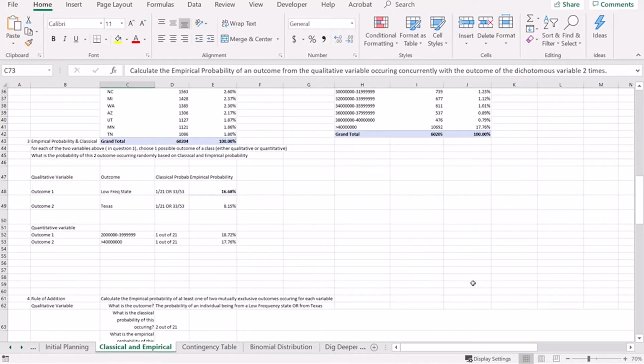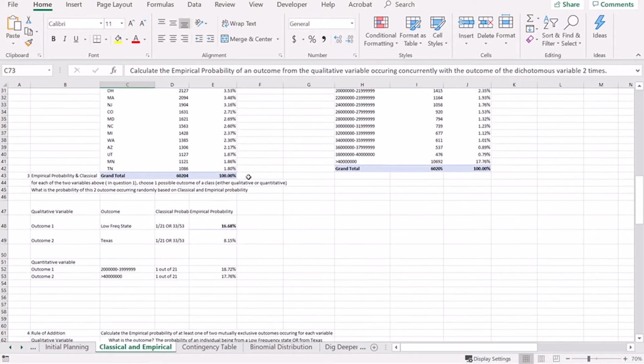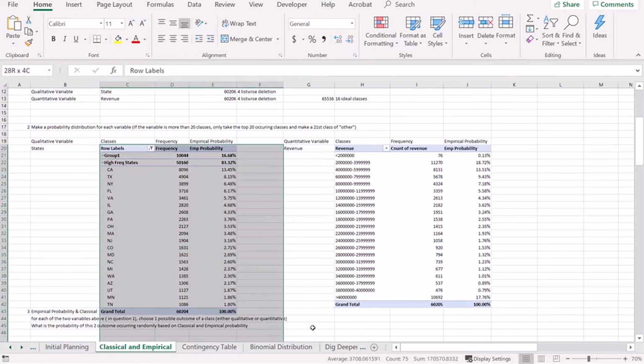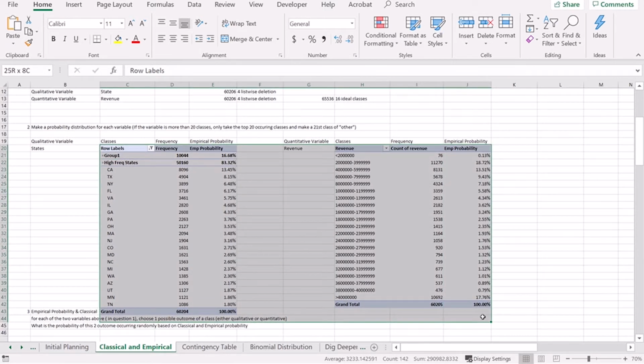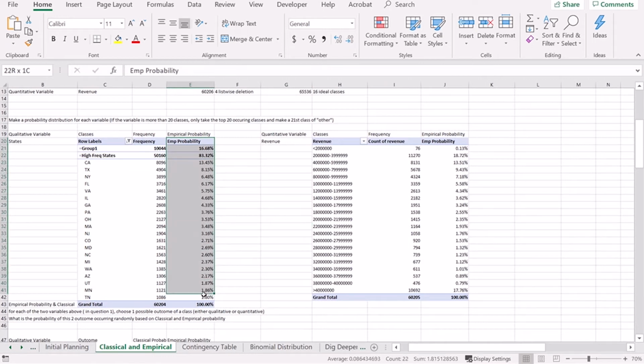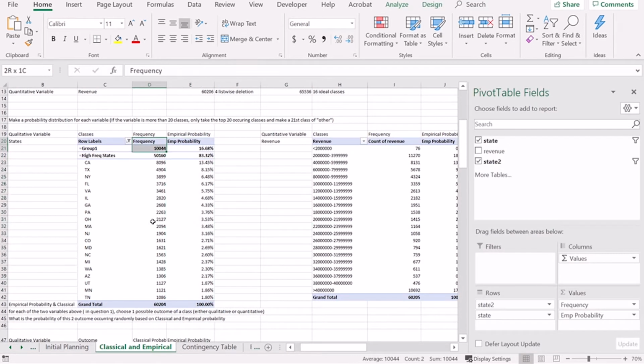So this is where we ended last time. We had this fun little frequency table, right? And we referred to this as a probability distribution, right? So you've got the empirical probability on the right-hand side. You've got the frequency right here. And then you've got the individual items right here.